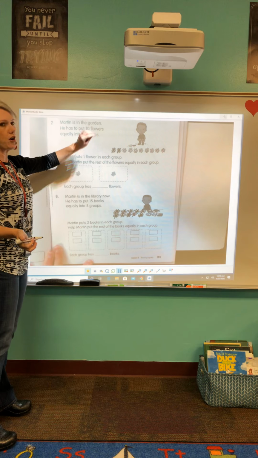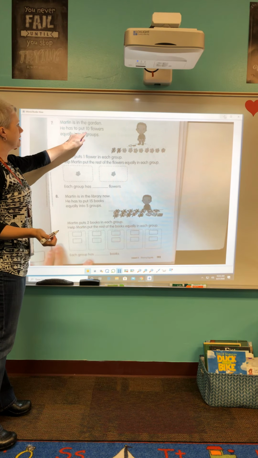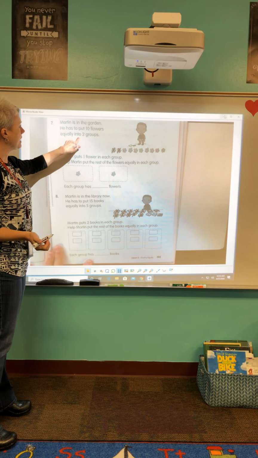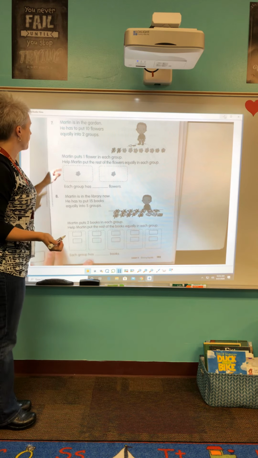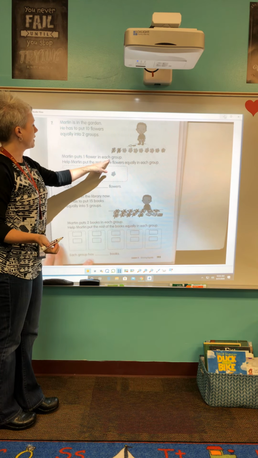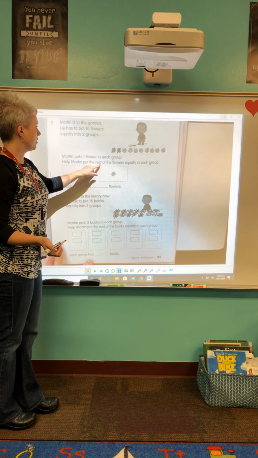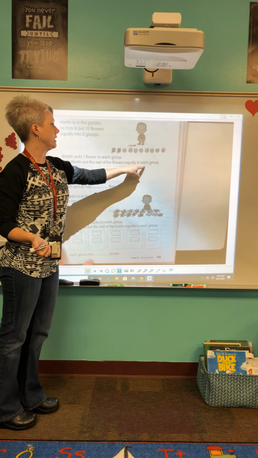Martin is in the garden. He has to put 10 flowers equally into 2 groups. Martin puts 1 flower in each group. Help Martin put the rest of the flowers equally in each group.